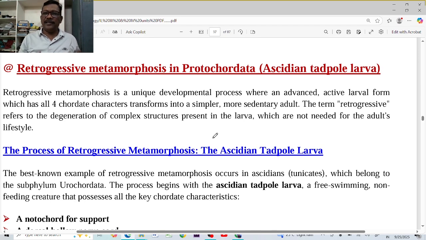But what is going to be discussed here is that the larva contains all the chordate characters or developed characters, but after metamorphosing, the adult loses all the characters. It can live like a stone-like or sedentary animal.